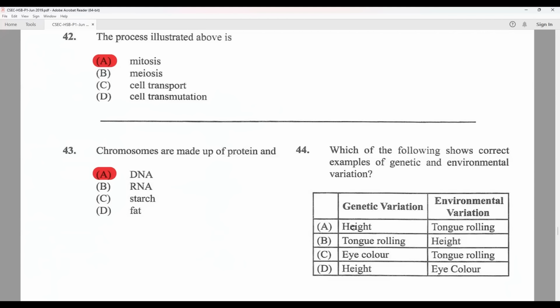So A is out, likewise C is automatically out. We have B, they place tongue rolling on genetic, that is correct. And we have height being correct here. So B is the answer. If you're wondering about D, height and eye color is not environmental. So that makes D out as well.